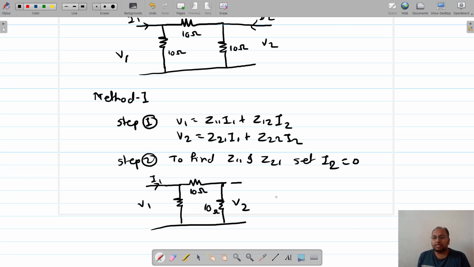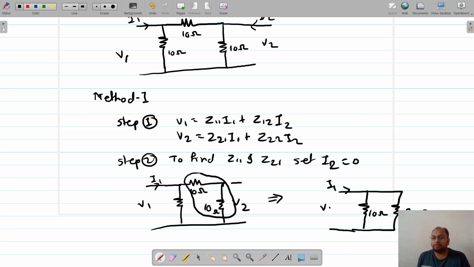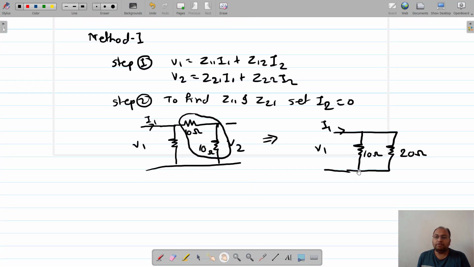Now let us do the simplification of this circuit. This 10 ohm and this 10 ohm are connected in series, so the circuit is modified like this. 10 plus 10 becomes 20 ohm, and this is a 10 ohm. Again we need to simplify. The modified circuit will have this parallel combination, so 10 multiplied by 20 divided by 10 plus 20. Again we reduce the parallel combination to simply a resistor, R equivalent equals 10 into 20 divided by 10 plus 20. So calculate this value.